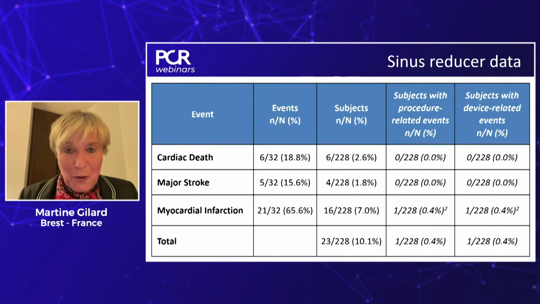And what about the complications of this data? You can see that there is only one complication, which is an acute MI due to the Reducer, but no major stroke, no cardiac death.